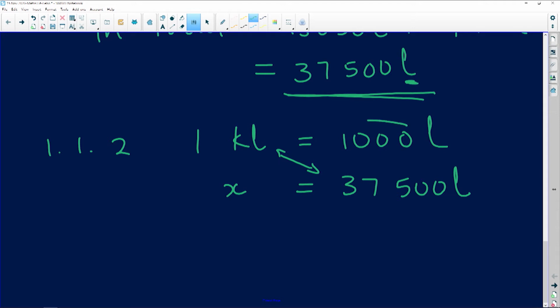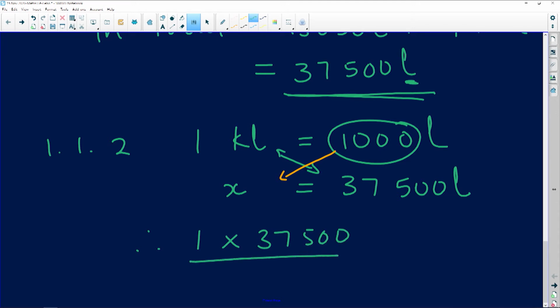I cross multiply these two because it's not facing the X. And then I divide with this one because this one, I'm going to make it yellow, faces this X over here. So I'm going to cross multiply those two together. So it's going to be 1 kiloliter times 37,500 divided by the 1,000 that I was talking about. And this one for me is going to just be a matter of cancelling the zeros.